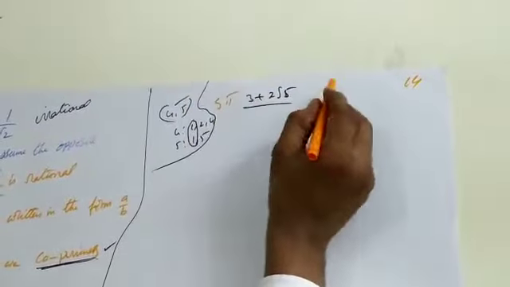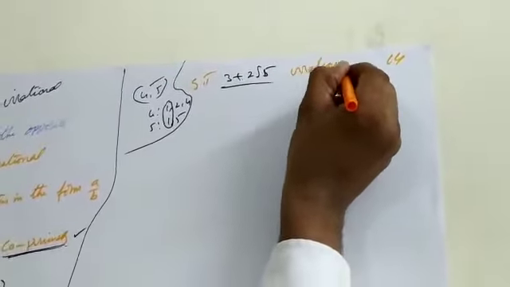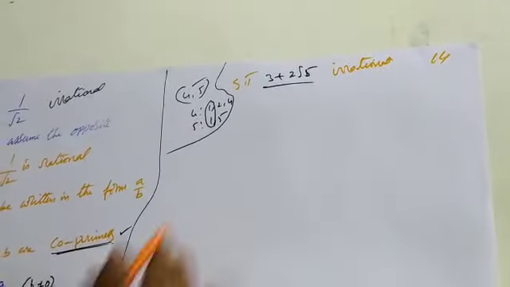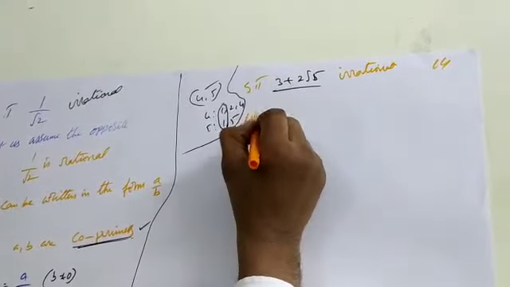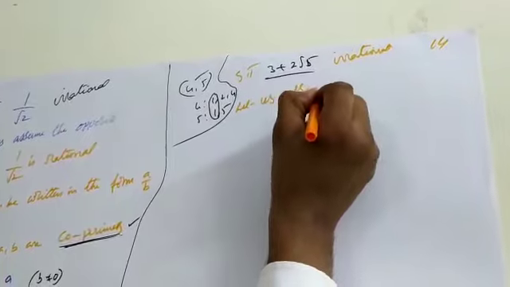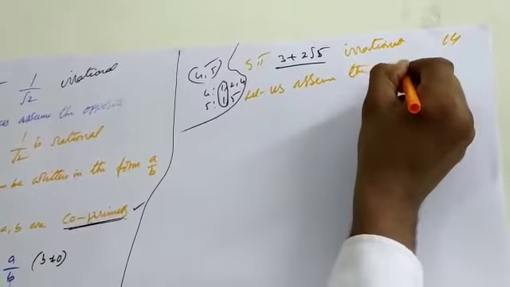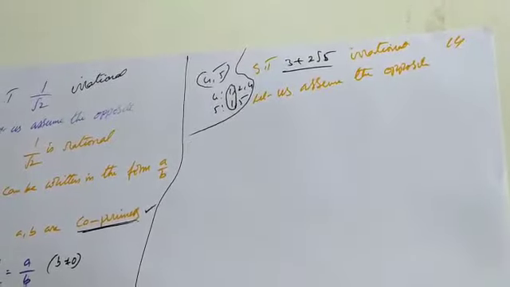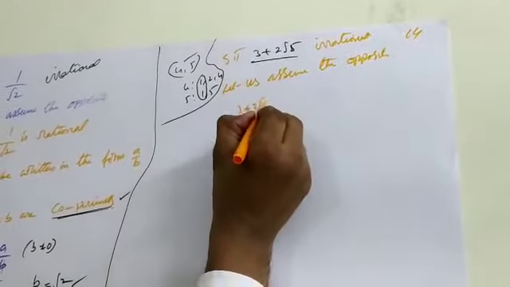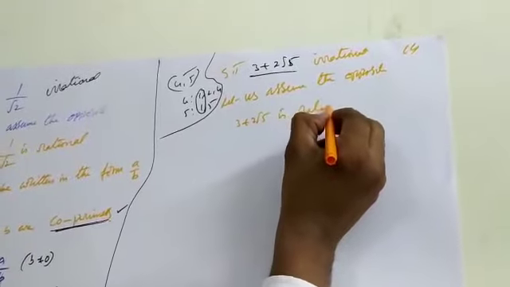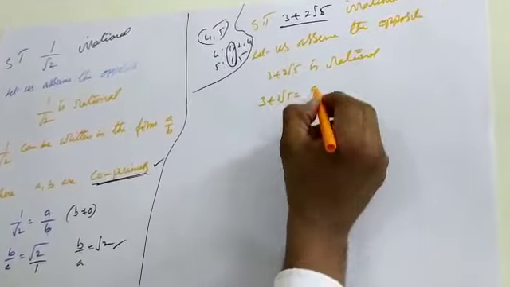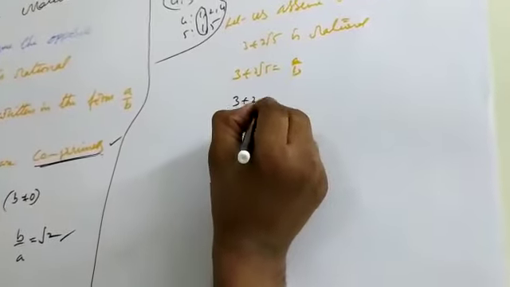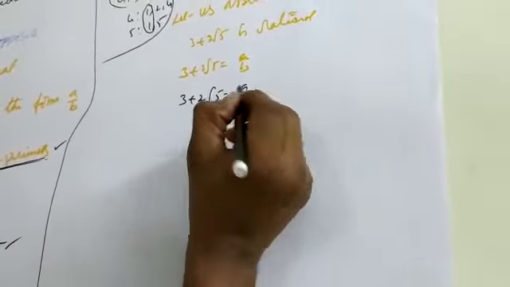Show that 3 plus root 5 is an irrational number. Let us assume the opposite. What is the opposite? Therefore 3 plus root 5 is a rational number. What is the rational number? 3 plus root 5 is equal to a by b.